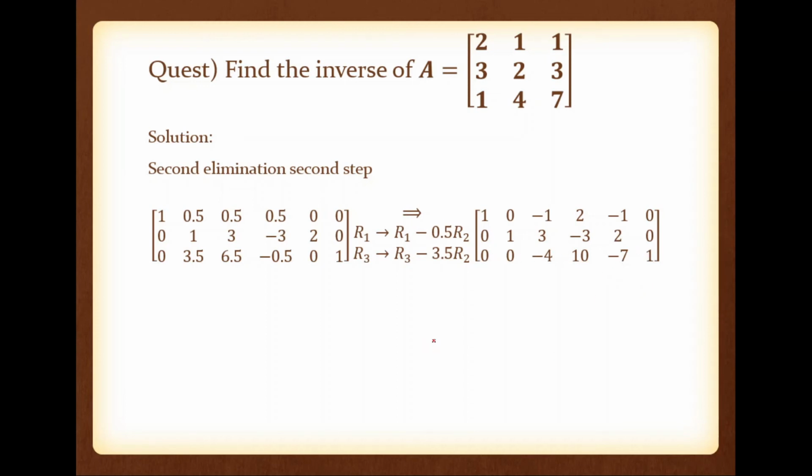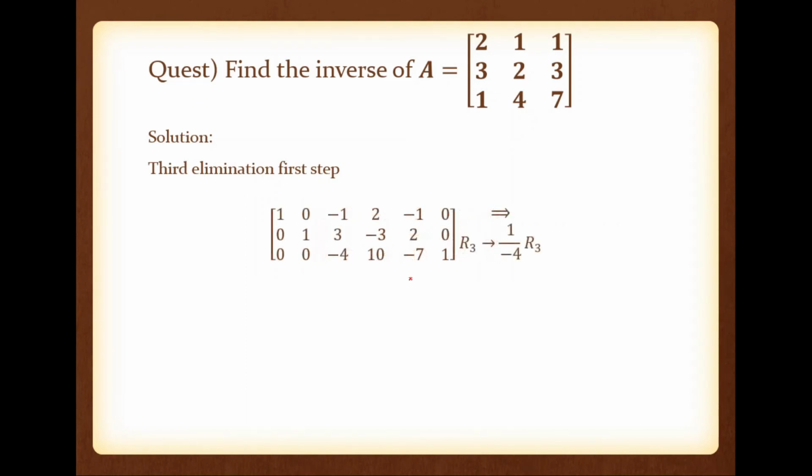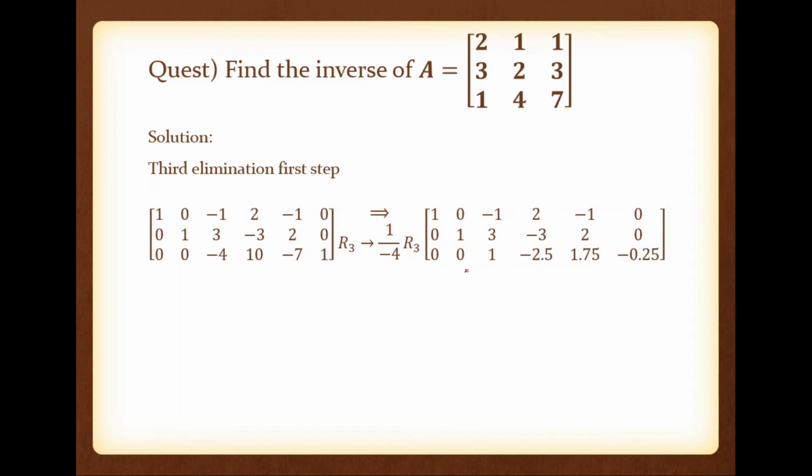Okay. So now we are going to start the third elimination. So what is the first step of third elimination? The third diagonal element, that is pivot, this one must be 1. So what is the required operation? R3 is equal to 1 by minus 4 into R3. So we have the third row is 0, 0, 1, minus 2.5, 1.75, minus 0.25. This is third row. After this operation, the first two rows are not modified.